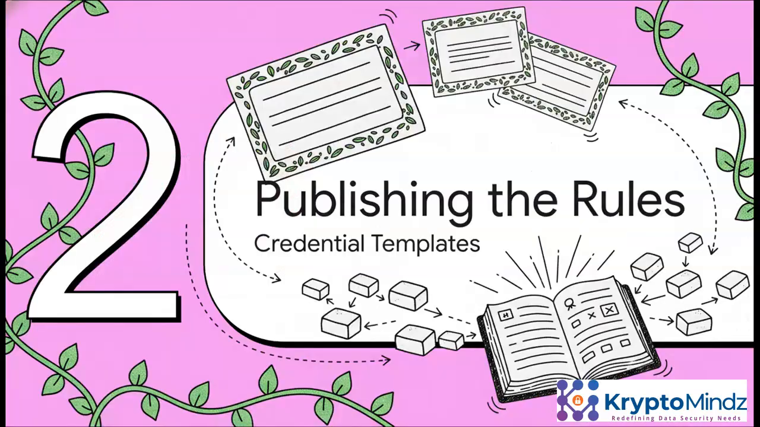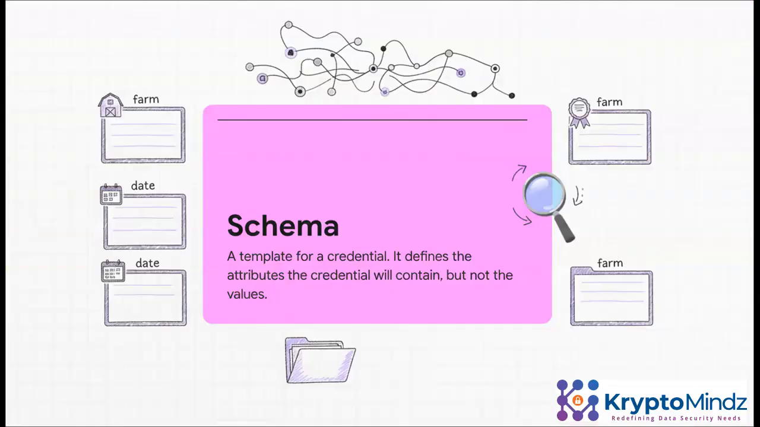Okay, so let's follow a story to see how this works. Picture this. The Ministry of Agriculture wants to start issuing digital organic certifications. The very first step for them, before they do anything else, is to publish the template for that certificate on the public ledger for the whole world to see. And in this world, that template has a specific name. It's called a schema.